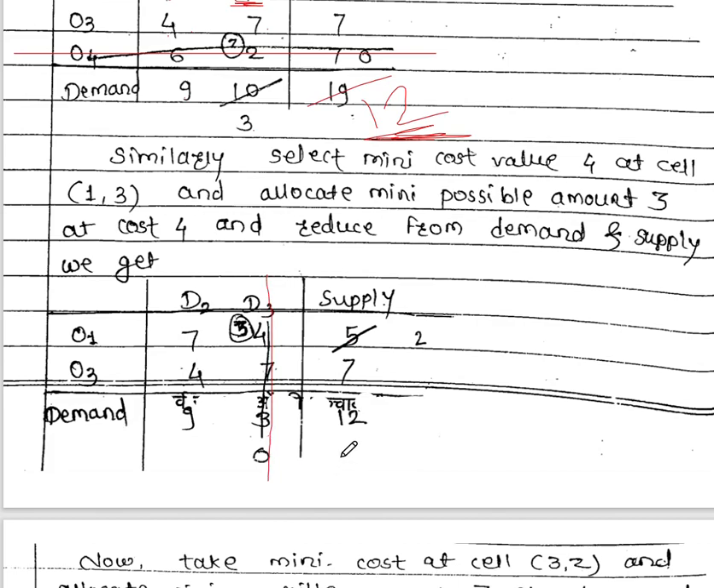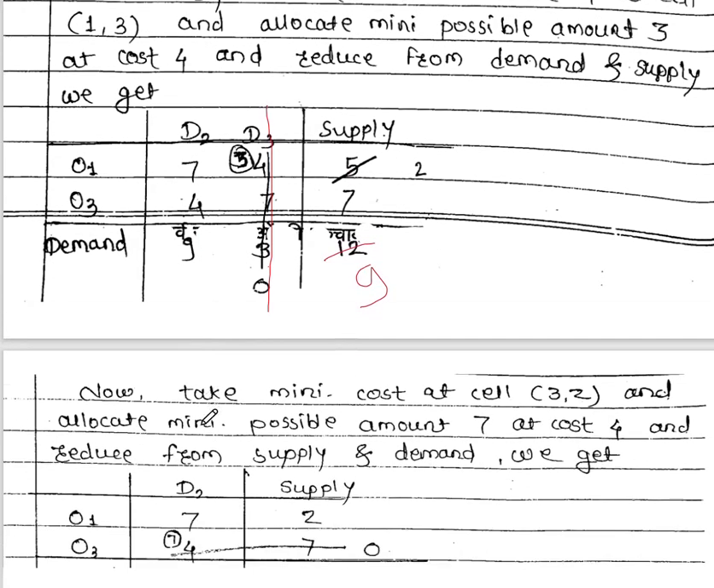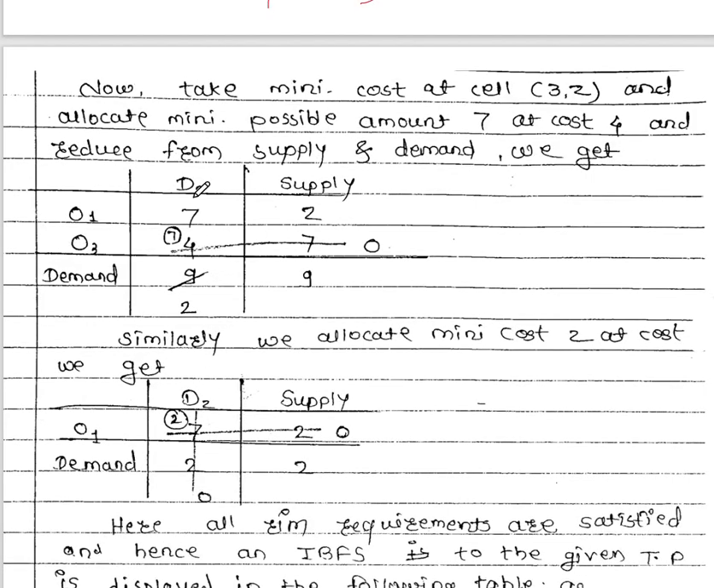Again subtract 3 from this 12. So here will remain only 9. Okay, so here 9, the addition of supply and the addition of demand should be equal. So 9 and 9, hence our problem is going the right way. Okay, so what are the last elements? That is 7 and 4. The smallest element is 4, and here demand is 9 and supply is 7. So therefore we can allocate 7 at 4 and subtract from supply as well as demand. So here supply will be satisfied and demand will remain only 2.